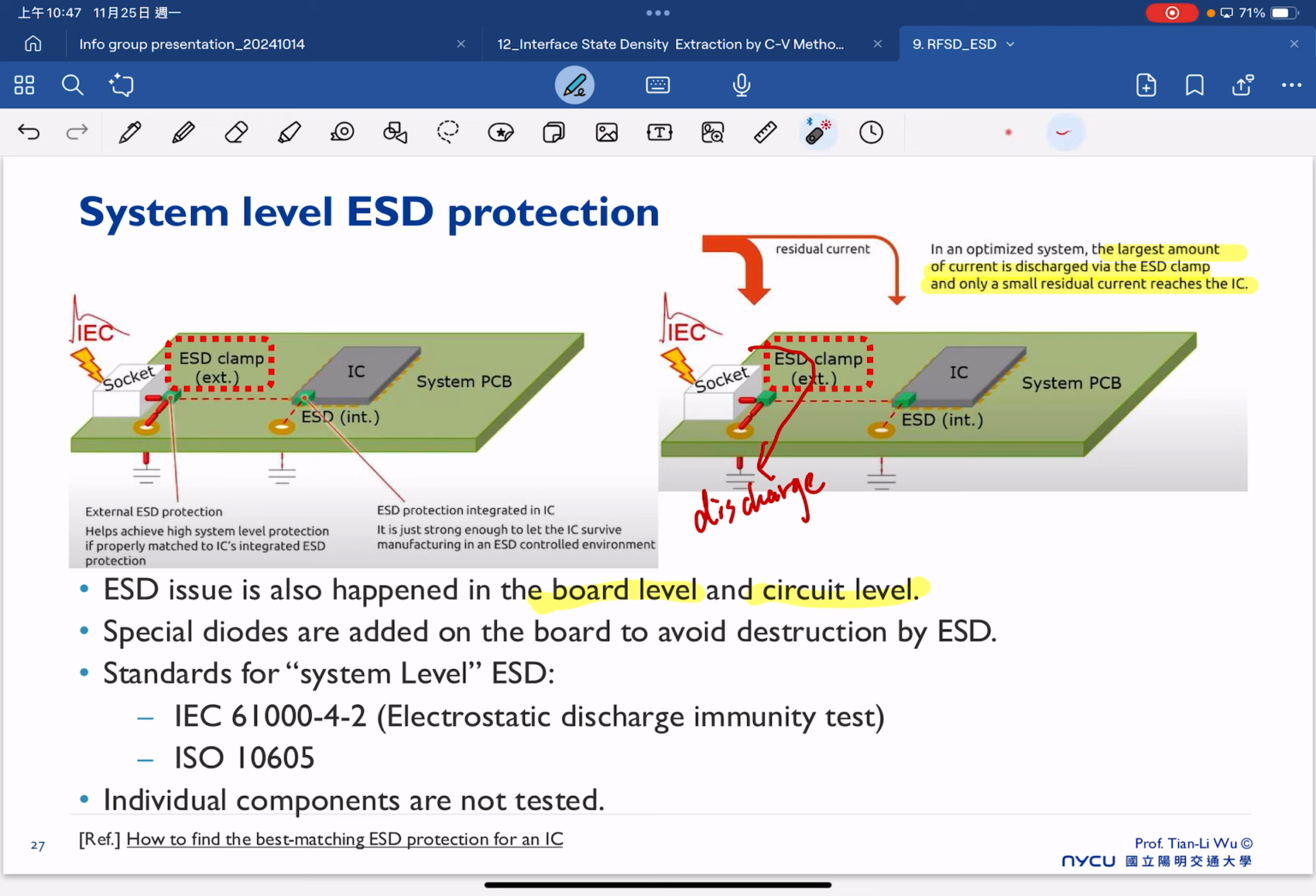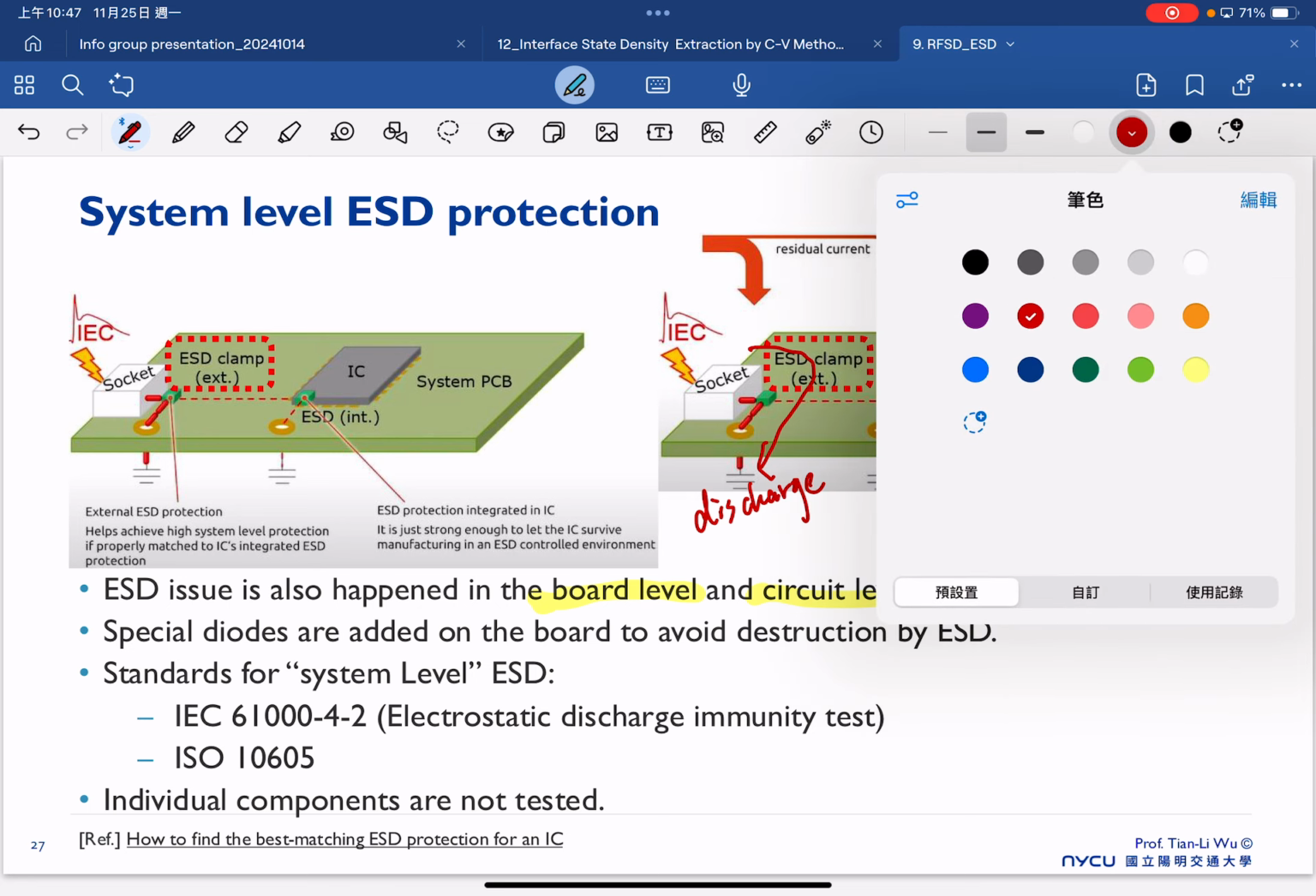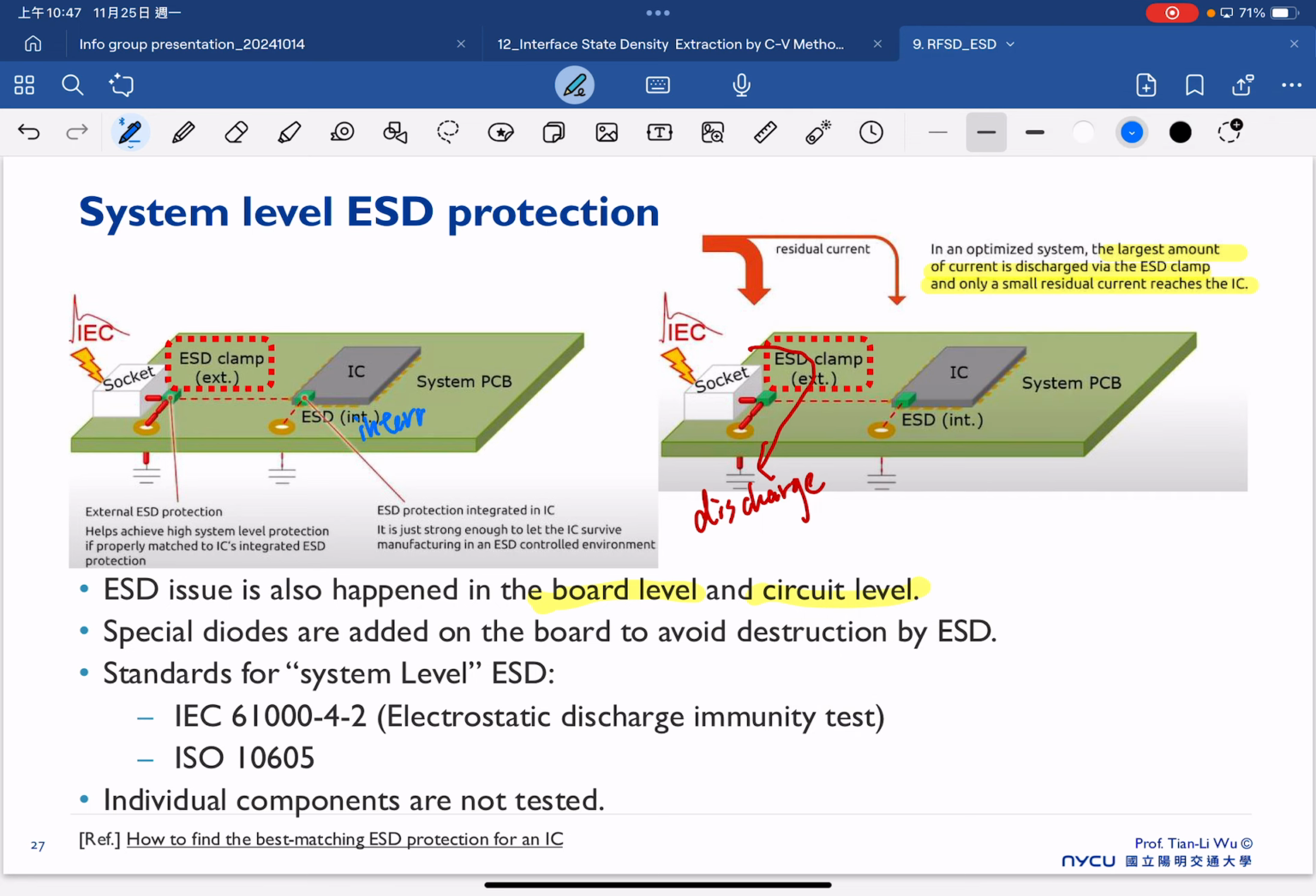So this is the idea for the system level, and we can consider this as internal, and we can have the external. In a real product IC, inside the internal part we also have ESD protection inside our core IC. But the problem is that the capability of the internal ESD protection is not good enough. So we also have to add this external protection here.